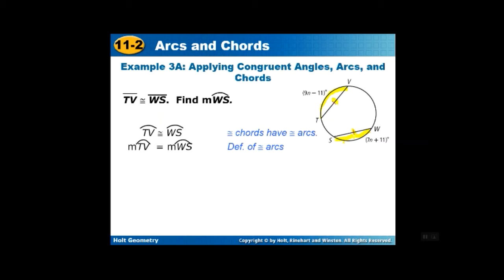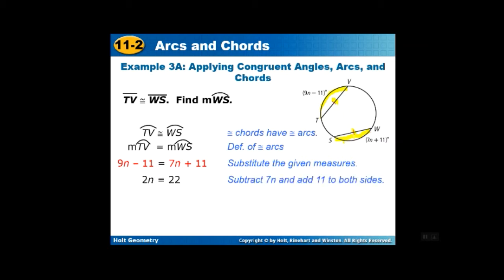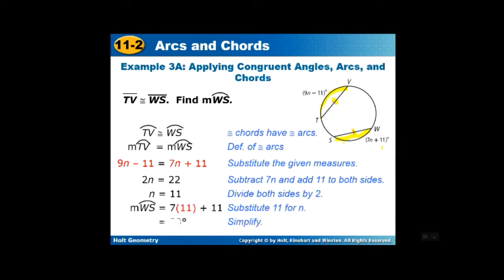Okay, substitute now. 9n minus 11 equal to 7n plus 11. Now solve for n. Move the negative 11 to the other side to get 11, and move 7n to the left side in order to get 2n. Now divide by 2 both sides to get n equal to 11. Now we want to find the measure of arc WS, which is 7n plus 11. Substitute n equal 11. After we simplify, the measure of this arc is 88 degrees.